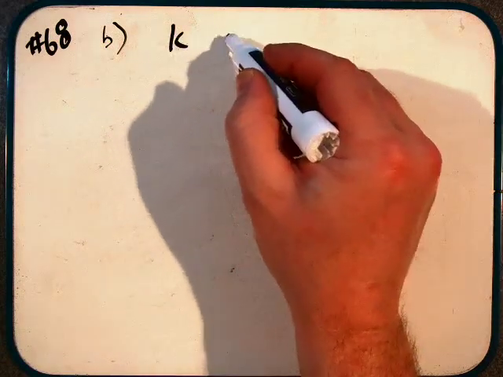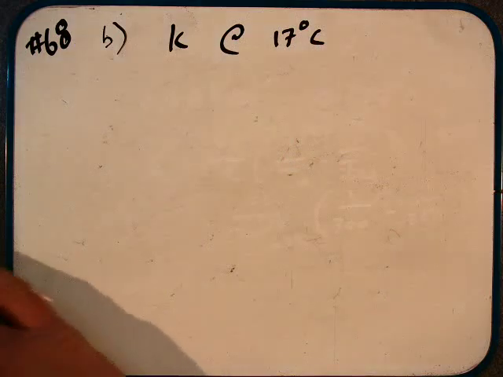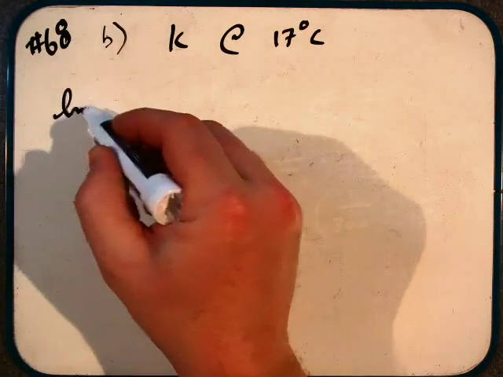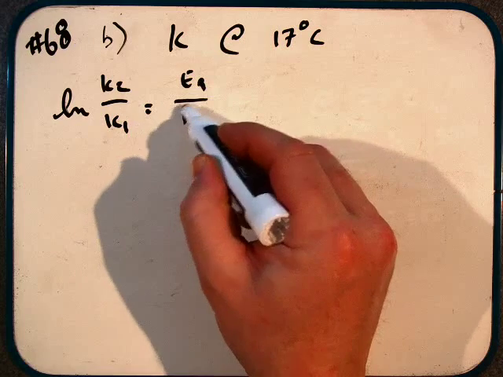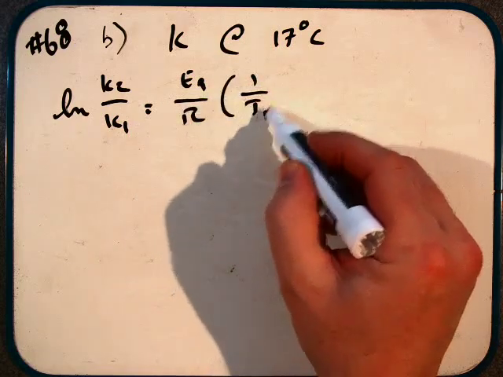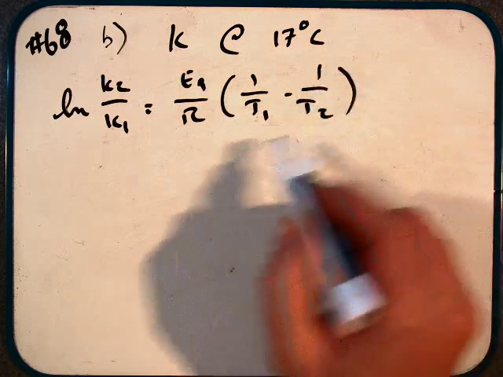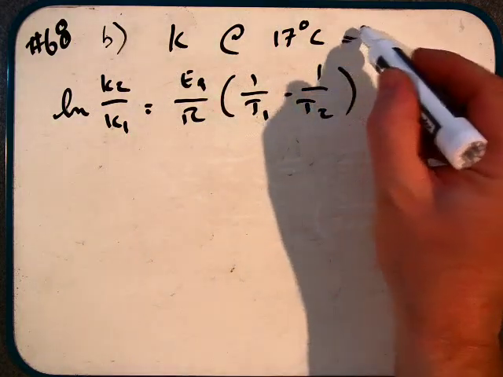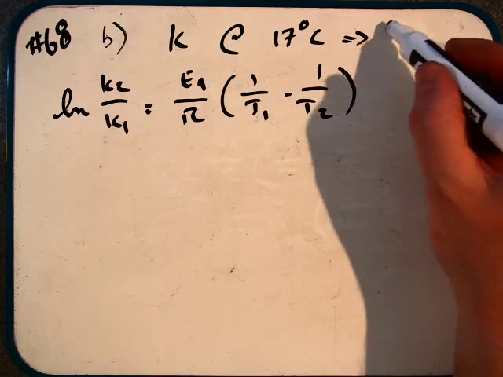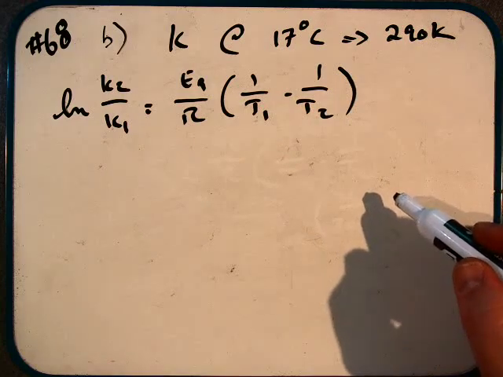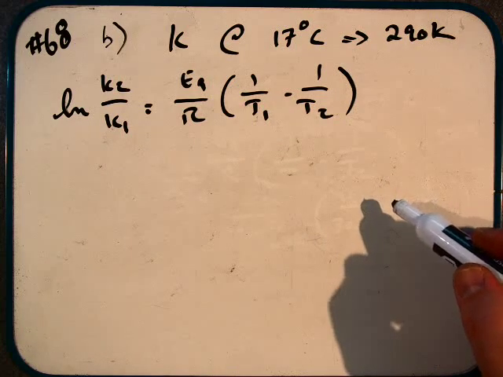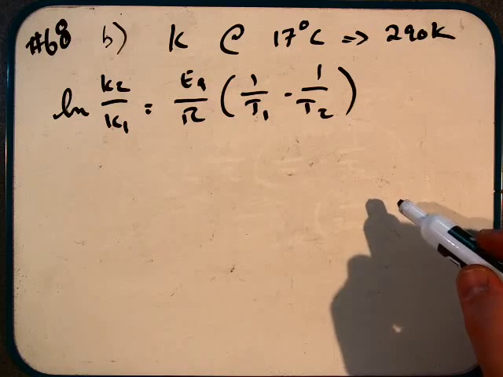Part B then is looking to solve for a rate constant at 17 degrees Celsius. So we're going to have to use the equation again. We're going to still have to use the natural log of our K2 over our K1 is equal to EA over R times 1 over T1 minus 1 over T2. Again, we have to have our temperatures in Kelvin, so this would be 290 Kelvin. And so we could pick any of the two rates from part A. I'm going to pick the larger of the two rates to solve this.